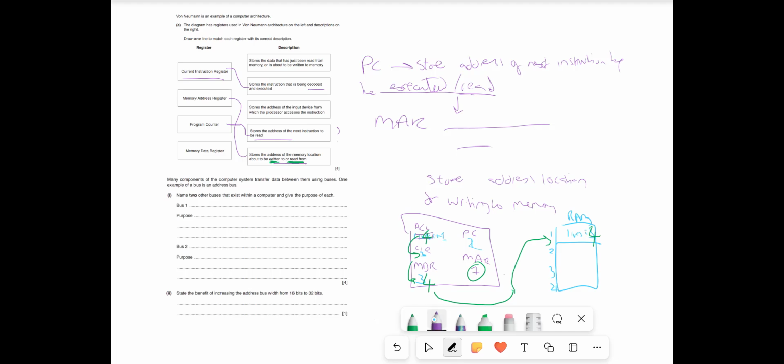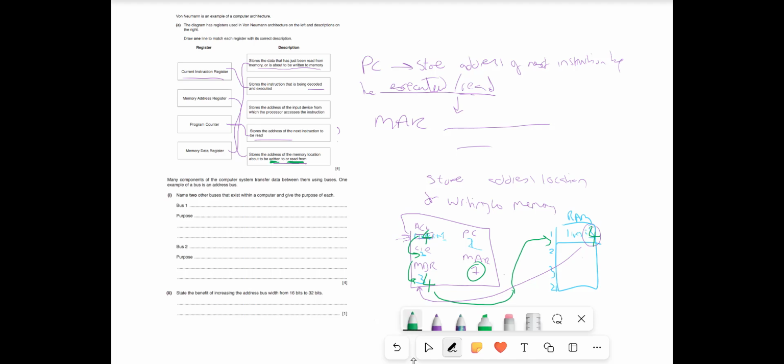That leaves us with the MDR, and the MDR stores the data that has just been read from memory or is about to be written to memory. So going back to this again, the MDR can take data from here and put it into here, so we just read it and we're about to execute, or we've updated it in the ACC and we're passing it back into the RAM, so read or written to.